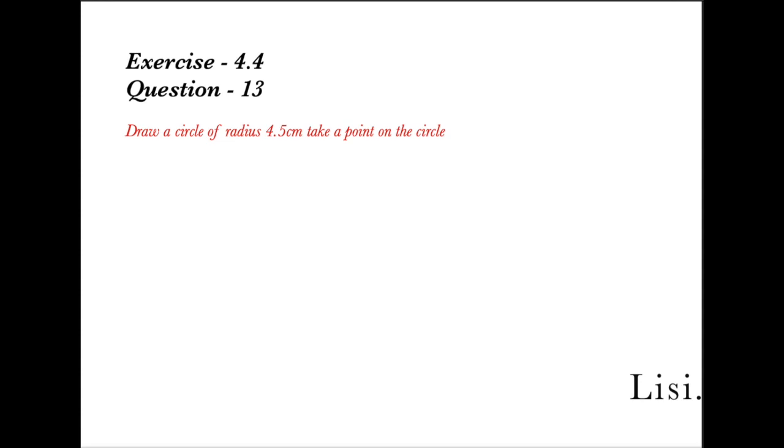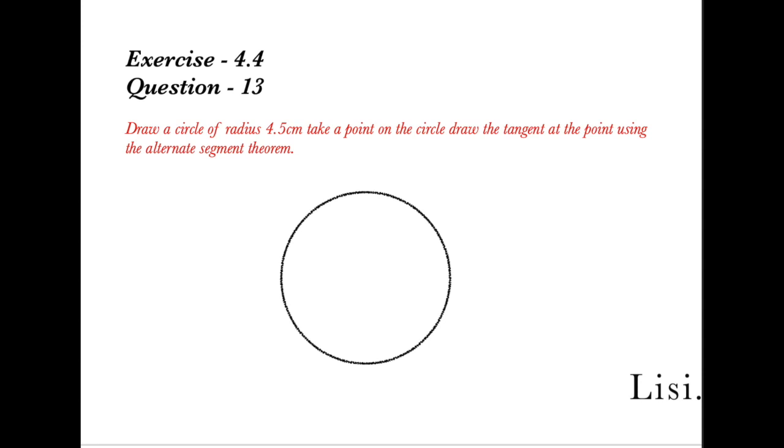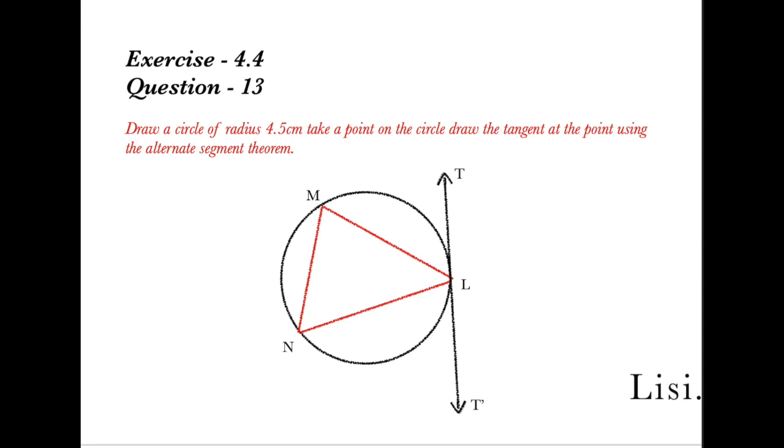In exercise, take 13th sum. Draw a circle of radius 4.5 centimeter. Take a point on the circle. Draw the tangent at the point using the alternate segment theorem. Draw the rough diagram. Draw a circle. As I said, you draw the triangle inside the circle such that the vertices touch the circle. Name it as LMN. Now draw a tangent at the point L. Name it as T dash. And now draw the radius OL. What is your radius? 4.5 centimeter.